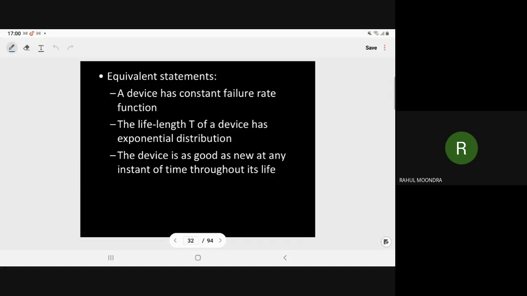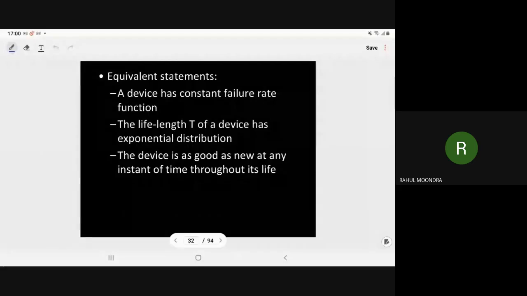Last time, I gave you an idea about the failure time distribution which follows the exponential distribution, and a very important result I shared with you. We have three equivalent statements: the device has a constant failure rate function, meaning the failure rate will not decrease or increase; the life length of the device has an exponential distribution; and the device is as good as new. These three statements are equivalent statements. In general, they are used as synonyms of each other.